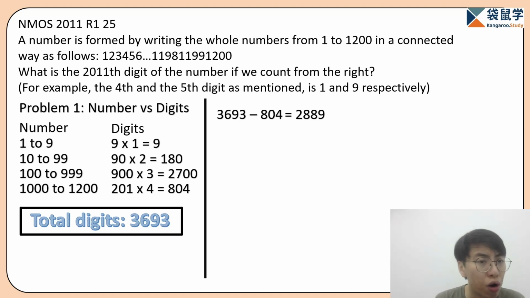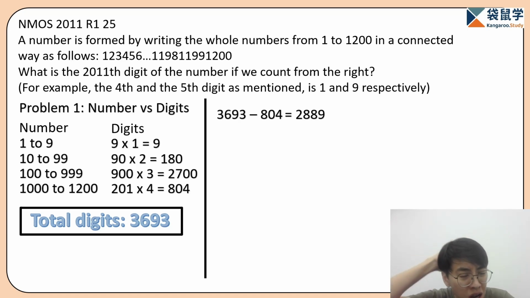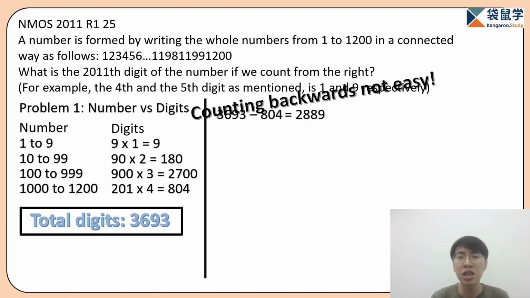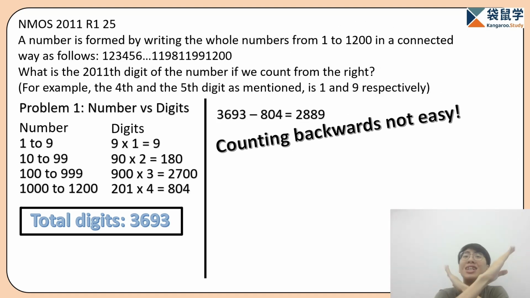But at this point, what's next? I realize I have to start counting 999, then go on to 998, 997, and so on. And that isn't exactly very easy to calculate, because we are used to counting numbers running from front all the way to the back. But if you ask me to count from the back all the way forward, it might be much harder. So we realize counting backwards is not easy at all.